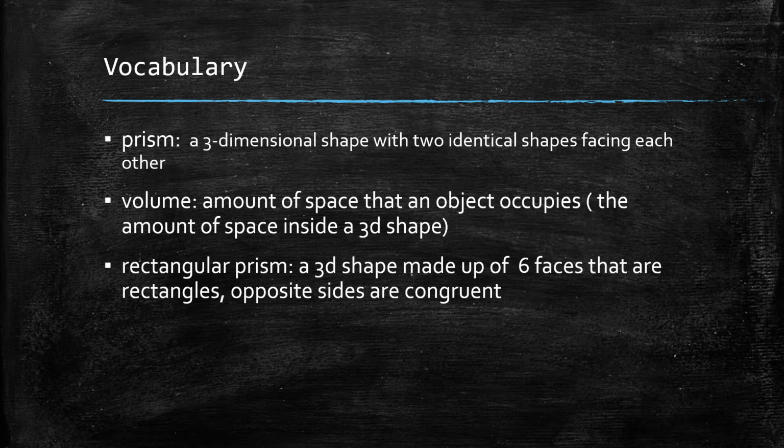Today it's about the rectangular prism. It's a 3D shape, and it's made up of 6 faces. Those faces are just shapes, and they're all rectangles. And the opposite sides are going to be congruent. Congruent just means that it is going to be the same size. And so you'll have those on each side to look at.